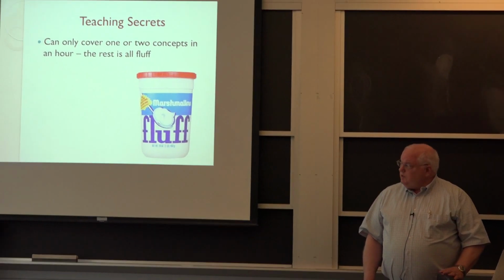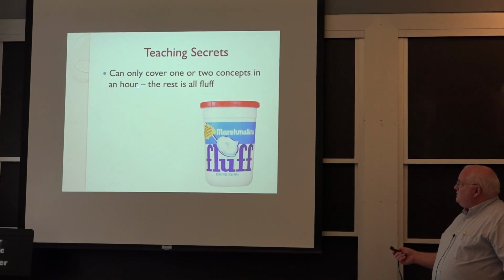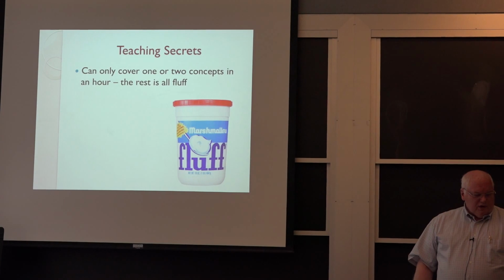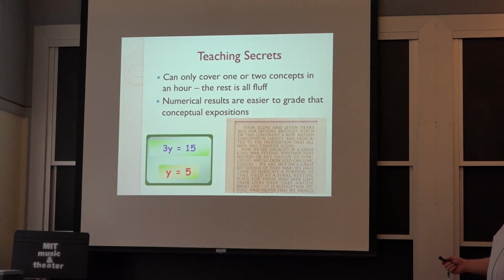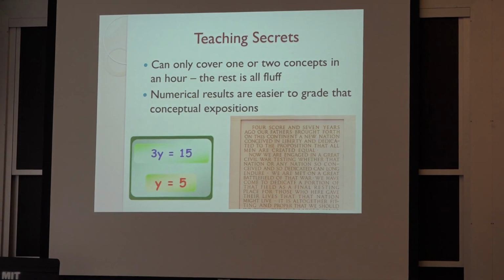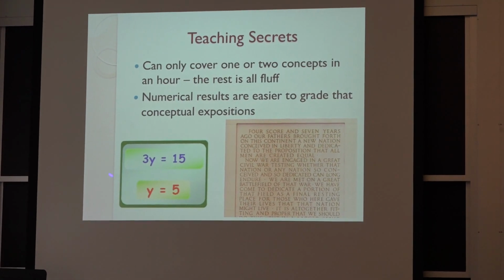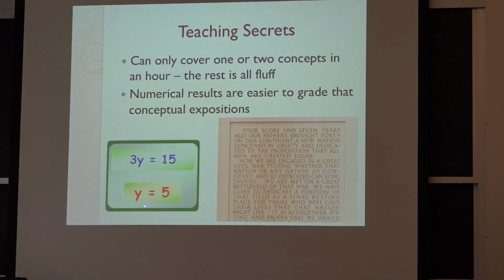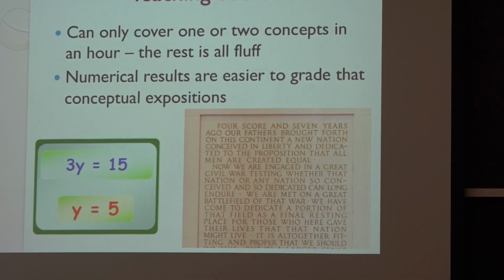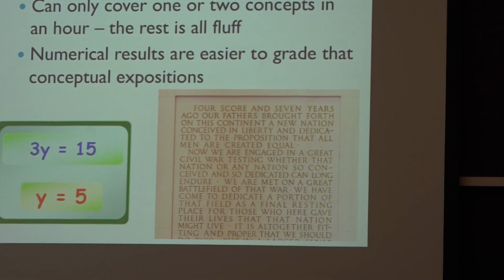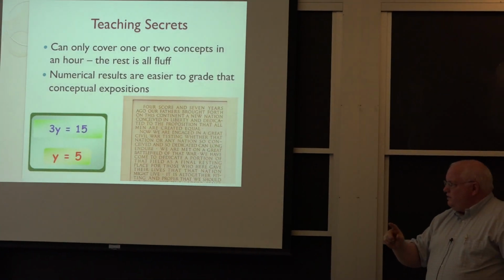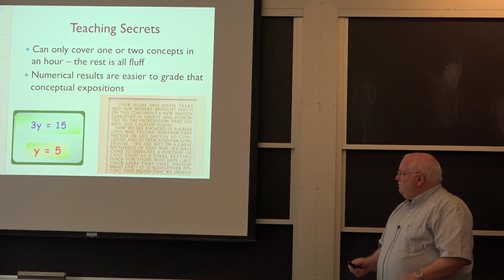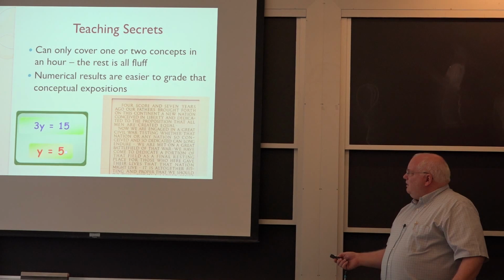I already mentioned some of the teaching secrets. You can only cover one or two concepts in an hour. The rest is all fluff, okay? So that's one principle. Another teaching secret is when they give you an exam, particularly in science and engineering, they like to give you something nice and simple that has a determinate answer, such as 3y is equal to 15. What's y? You calculate it, and it's 5. And when they're grading that, all they have to do is check off. You either got 5, or you got 4.5, or you got 10. Whatever it is, you either got the right answer or the wrong answer. It takes a microsecond for the instructor to be able to see that and give the grade.